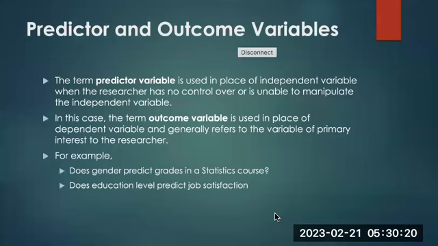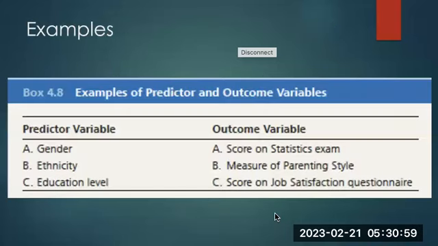Now let's take a look at the difference between dependent, independent, and predictor and outcome variables. Again, the term predictor variable is used in place of independent variable when the researcher has no control over or is unable to manipulate the independent variable. In this case, the term outcome variable is used in place of dependent variable. So for example, does gender predict grades in a statistics course? Does education level predict job satisfaction? These are some examples.